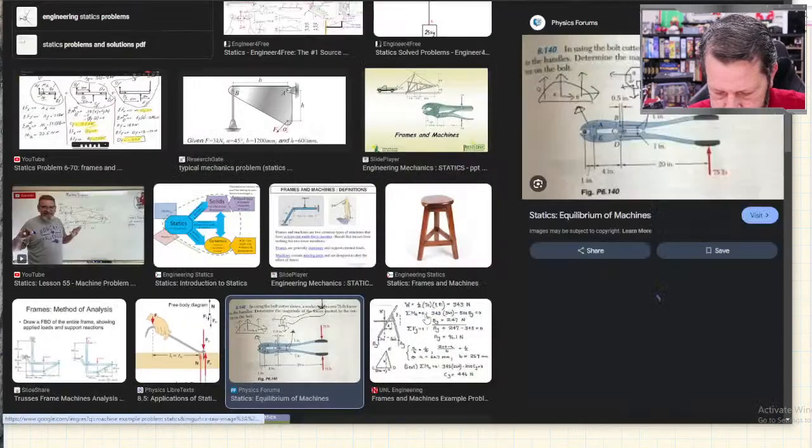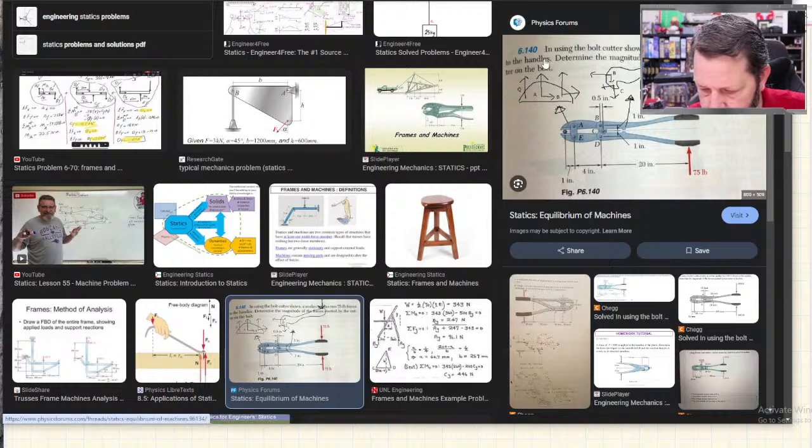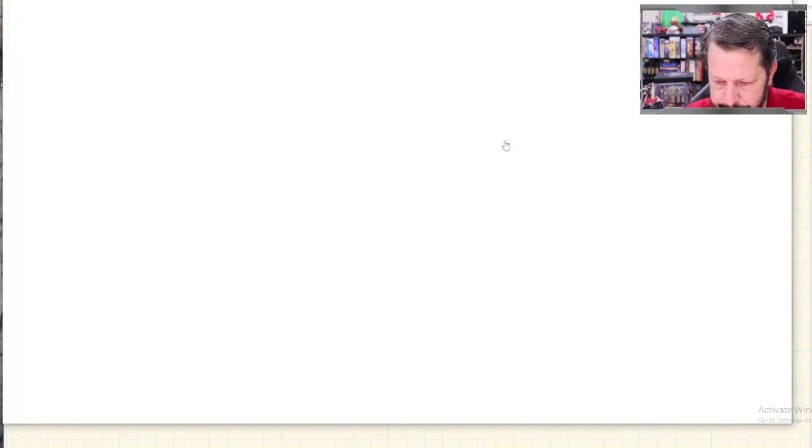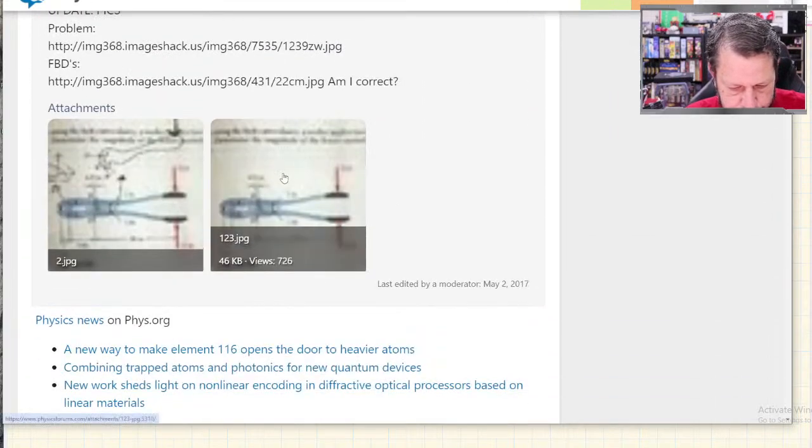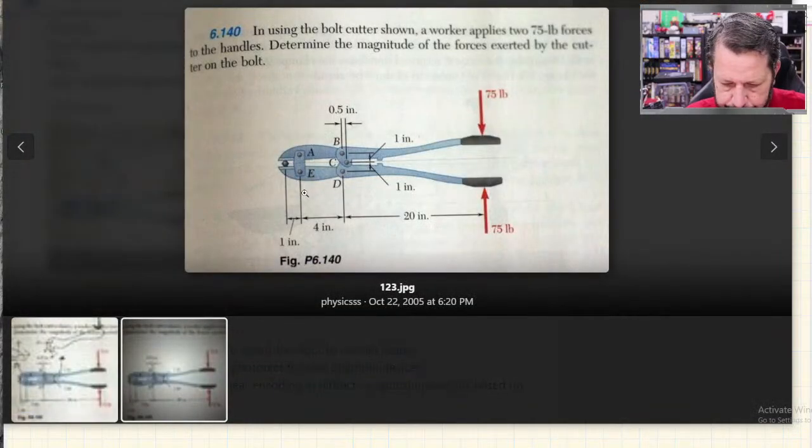Oh, these would be good. This is a problem from, I don't know what textbook, but that one's more interesting. It's got some drawing on it that we'll have to ignore, but we can do our own version of this one. Let's see if we can find this picture. Hey, there it is, right there. All right, let's do this problem.